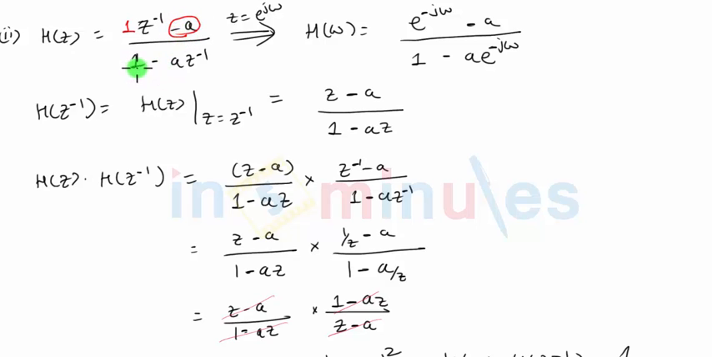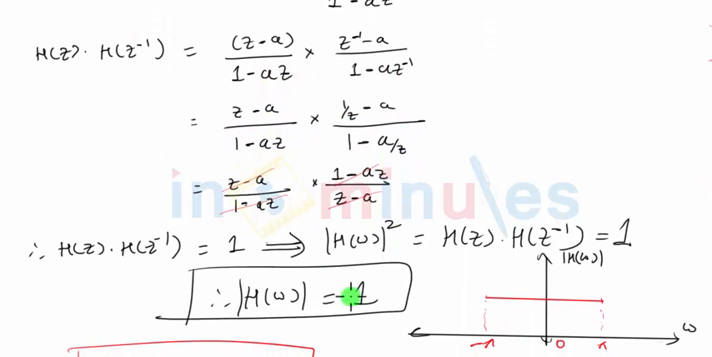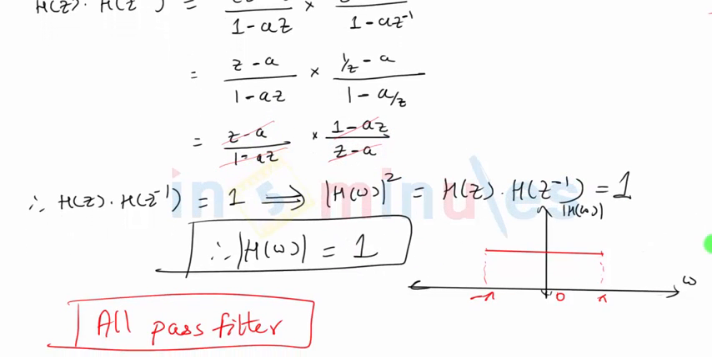For the denominator, you can see the first coefficient, which is a constant term, is 1, and the coefficient of the z inverse term is nothing but minus a. So you can see the coefficients are appearing as 1, minus a, and here minus a, 1. They are appearing in the reverse order, and that means it is an all pass filter. So all you have to do is find H(z inverse), multiply it with H(z), and that will give you the magnitude square function, which will always come out to be 1, and that will verify that the filter is an all pass filter.